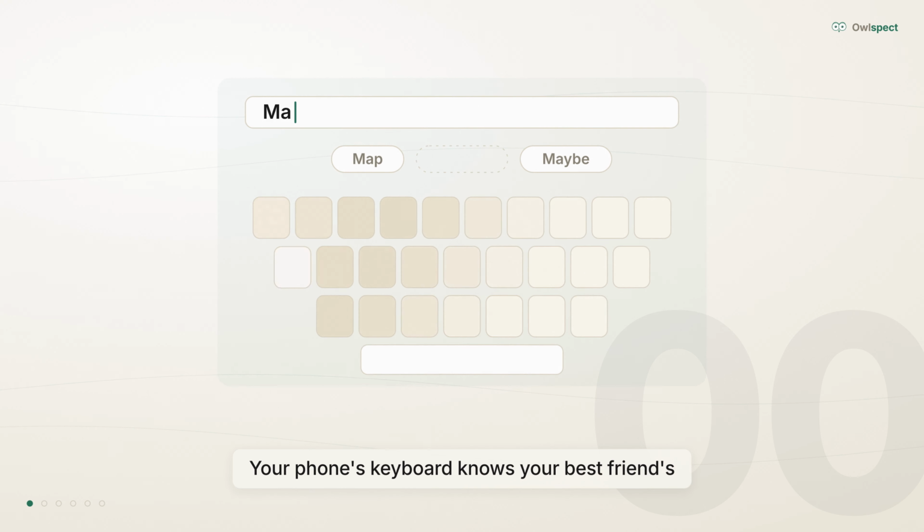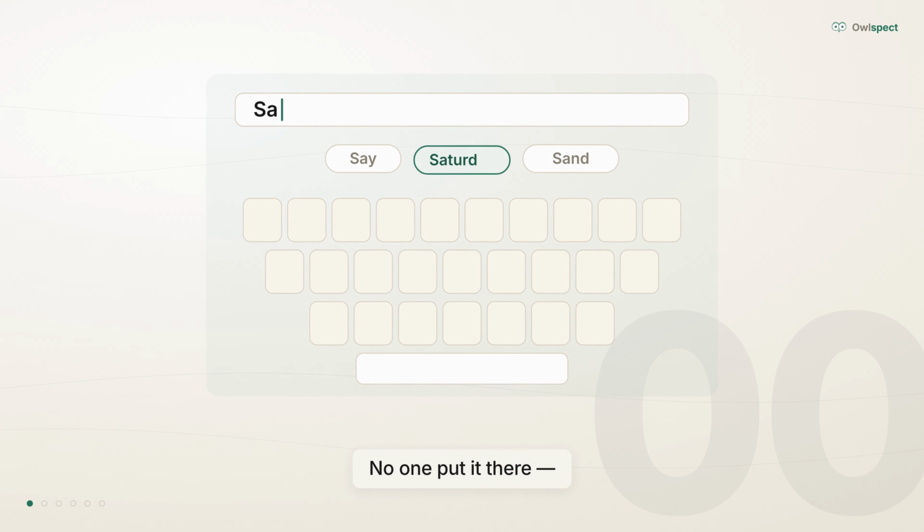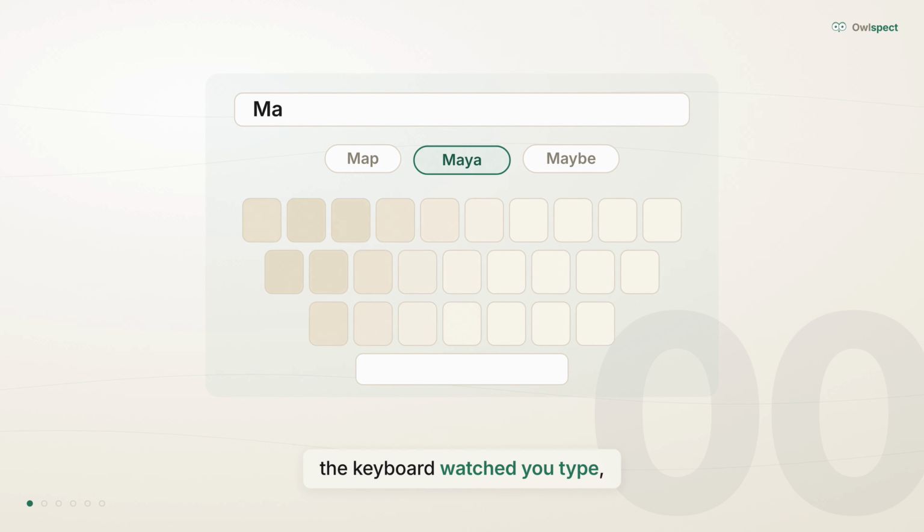Your phone's keyboard knows your best friend's name. Type 2 letters and there it is, floating above the keys. No one put it there. The keyboard watched you type, and it learned.